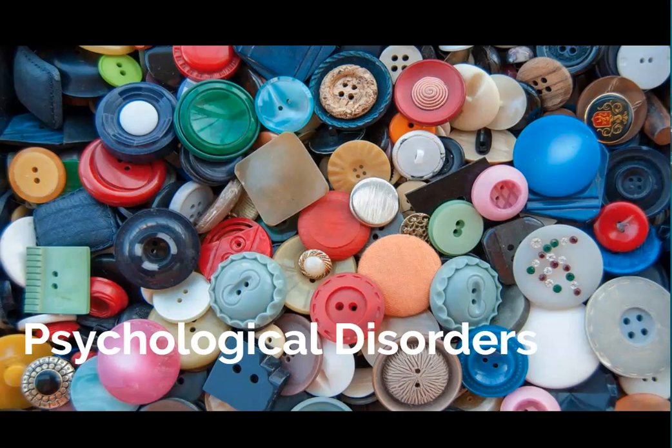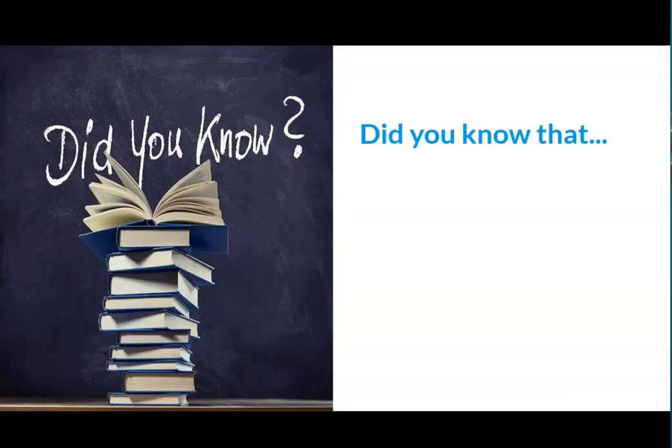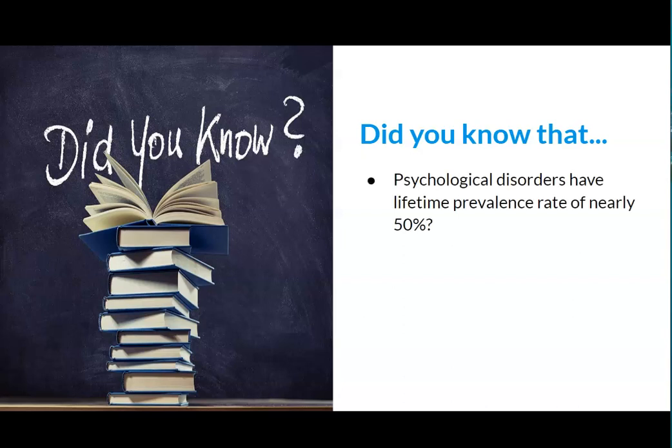Psychological disorders come in many different shapes and sizes and shades, just like this colorful photo of buttons. Let's discuss some interesting facts about psychological disorders. Did you know that psychological disorders have a lifetime prevalence rate of nearly 50%? Think about it from this perspective. If your group or table has 4 people, then this means that 2 people at each table has had, currently has, or will have a psychological disorder in their lifetime. In essence, 50% of the class may be afflicted with a psychological disorder over the course of their life.